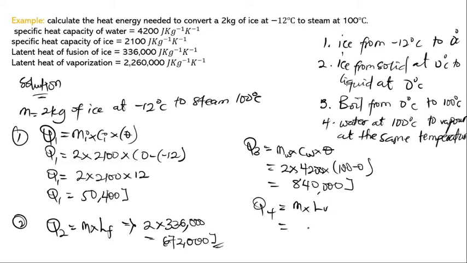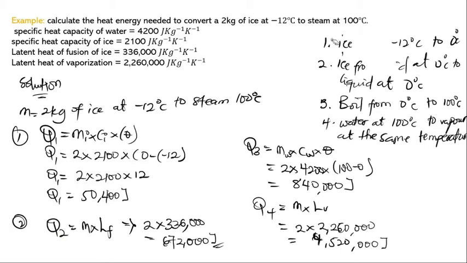So it means we multiply the mass of 2 by the latent heat of vaporization, which is 2,260,000. And so the heat energy in this process, that is converting the water from 100 degrees Celsius to vapor at 100 degrees Celsius, becomes what? We have 4,520,000 joules.